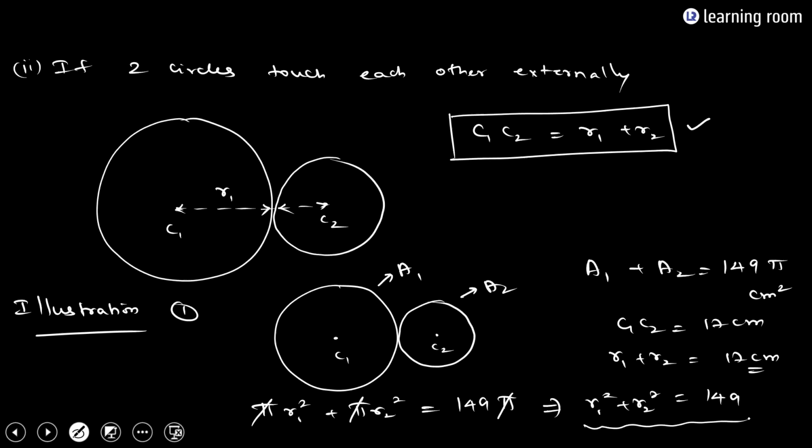So our job is to find the value of R1 and R2. Now observe, R1 plus R2 is 17 centimeter and R1 square plus R2 square is 149. So I have to go to the other slide. I will write it, then I'll show you to copy. Okay. So R1 plus R2 is 17 and R1 square plus R2 square is going to be equal to 149.